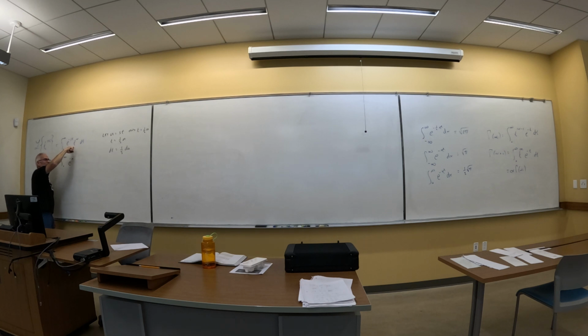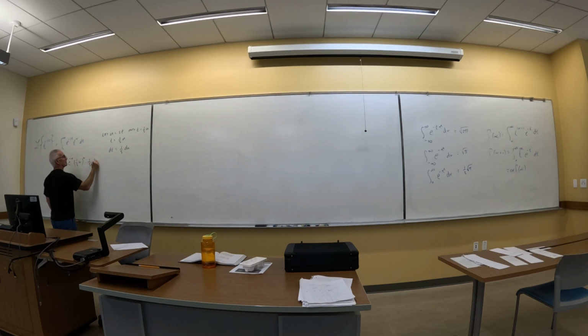What does this become? 1 over s u, all to the alpha, the du. Oh, 1 over s. Do I have that right? 1 over s u, all to the alpha, 1 over s, and then 1 over s du.